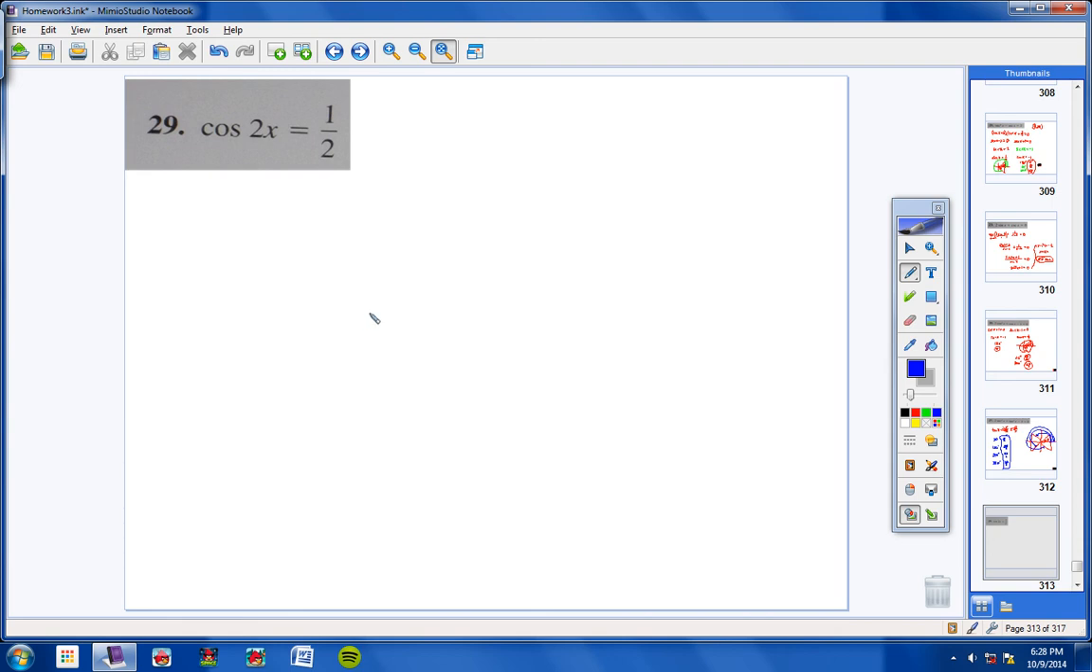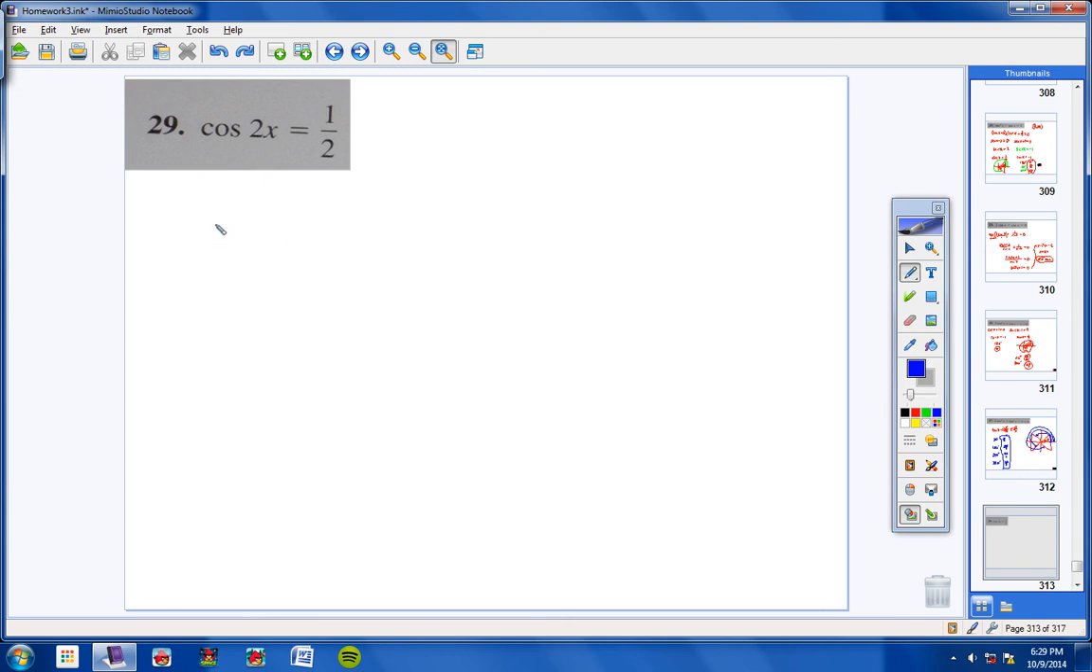Now on these problems here, we are not given a domain like this. Okay, so we are going to have to add 2n pi to these, okay, which actually makes it a little easier, to be honest with you, in these problems. Okay, so here we go. Cosine of 2x equals 1/2.